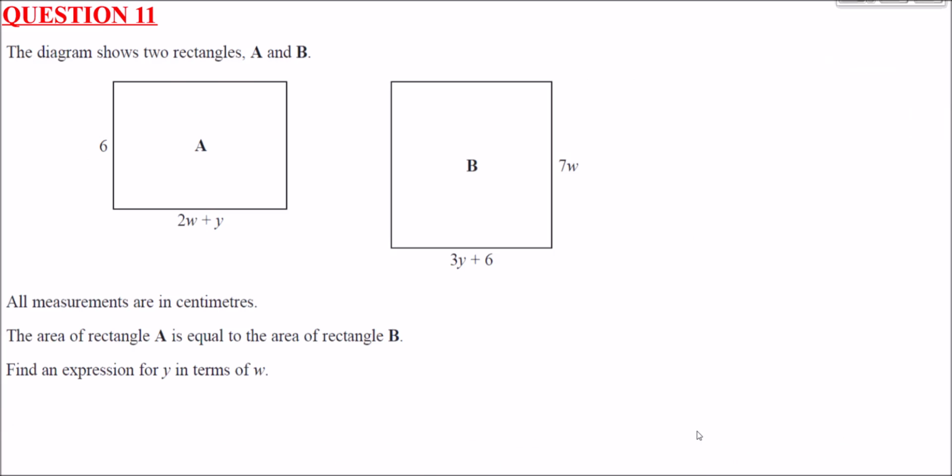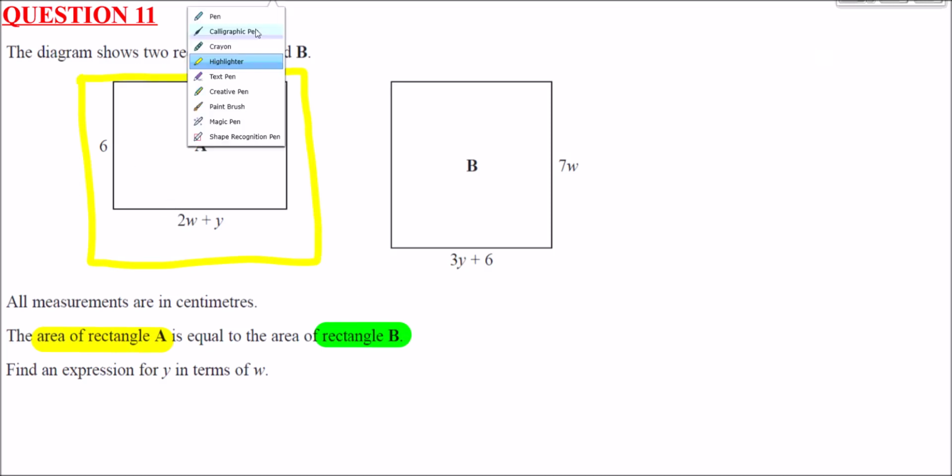Question 11, we have an area mixed in with algebra. We're told here that all measurements are in centimetres and that the area of rectangle A is equal to the area of rectangle B. So this rectangle A, the area of this one is the length of it times the width, so 2w plus y all multiplied by 6.